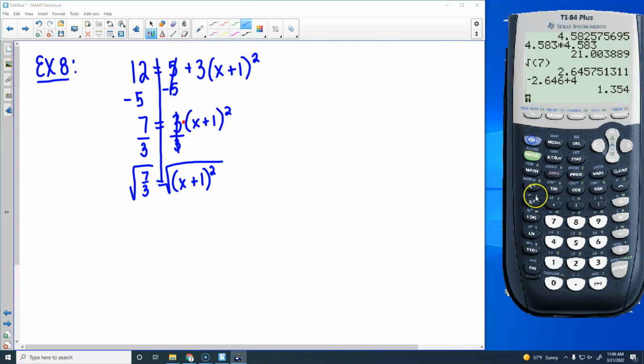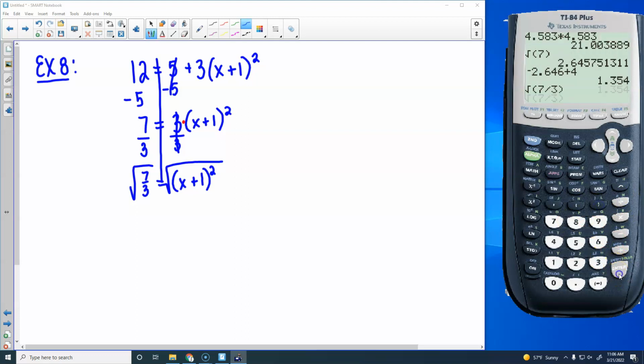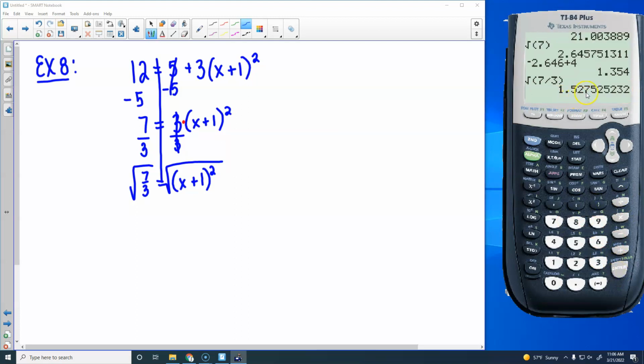So when I do the square root of 7 divided by 3, that is going to give me 1.528. But when I square root both sides, that's where I've got to put the plus or minus. And we're not going to make two equations until we've got that plus or minus. And then over here on the right-hand side, the square and the square root just cancel each other out. So I've got x plus 1. So for these types of problems, you're not going to have to make two equations until you have square rooted both sides.